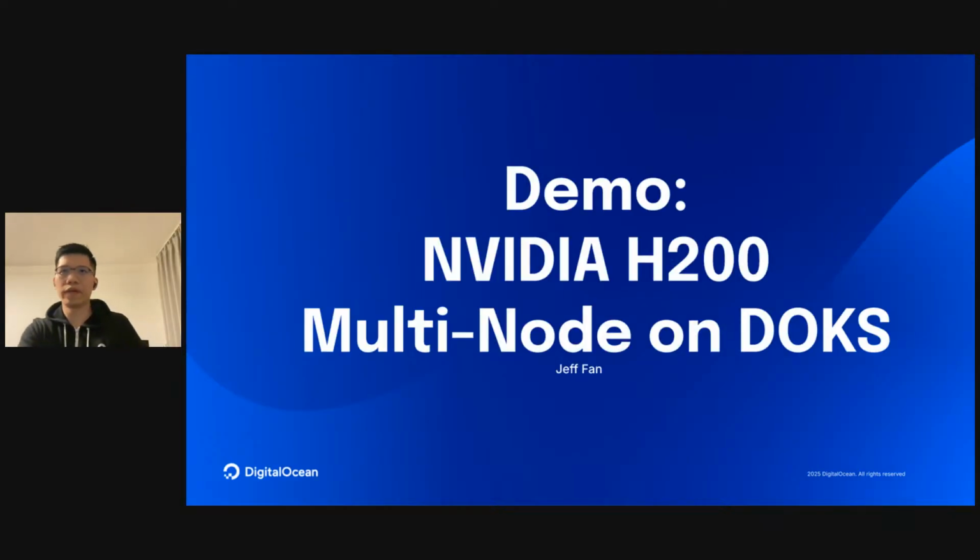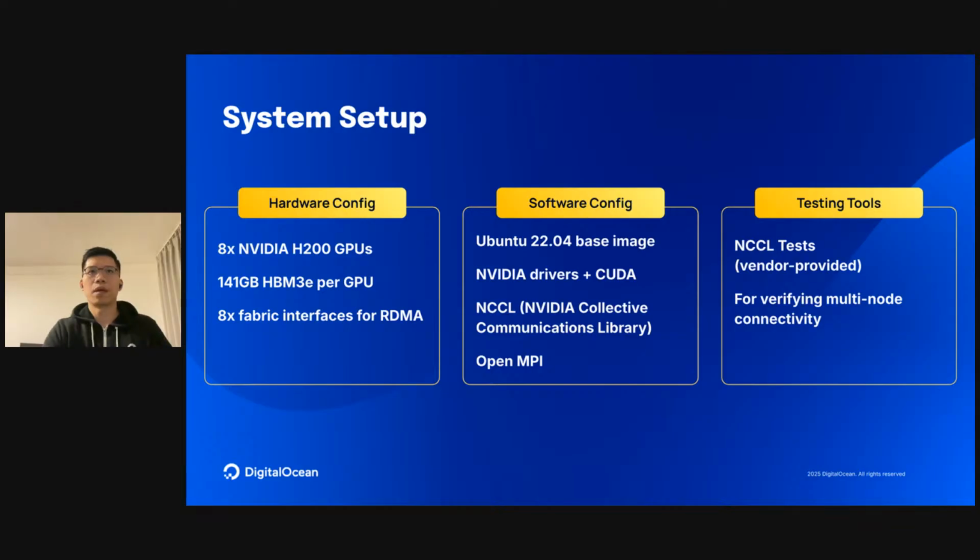So the first demo, NVIDIA H200 multi-node on DOKS. Let me give you an overview of the overall system setup. On the left-hand side is the most important part, the hardware configuration. We use 8 NVIDIA H200 GPUs on a single node, and each GPU has its own fabric interface for RDMA communications. Then we will use NCCL, the NVIDIA Collective Communications Library, to verify everything is set up correctly. Okay, let's go to the next one.